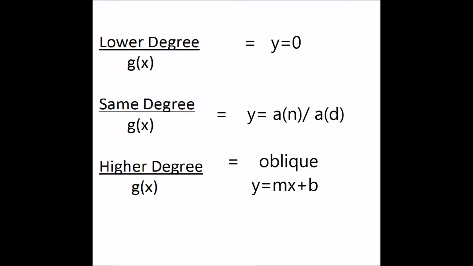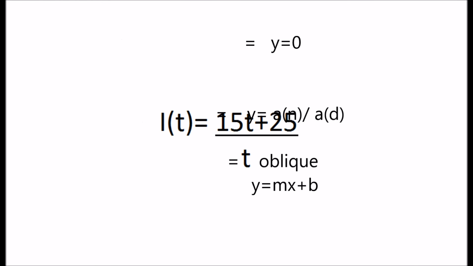If the numerator contains a lower degree than the denominator, the horizontal asymptote will be at 0. If the numerator and the denominator contain the same degree, the horizontal asymptote will equal the ratio of the coefficients. If the numerator contains a higher degree than the denominator, there will be an oblique asymptote in the form of y = mx + b.